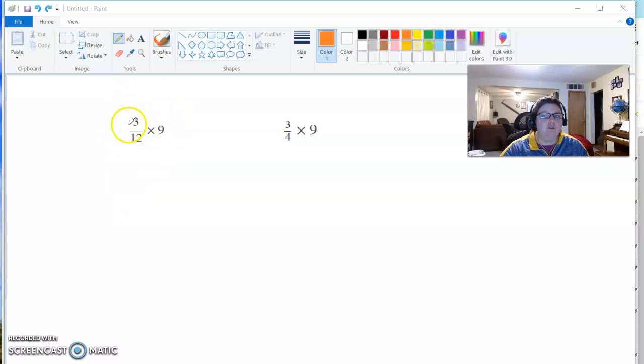I thought I'd go over multiplying fractions with you today. So let's start with 3/12 times 9. When I multiply fractions by whole numbers, I multiply the numerator, or the top number, by the whole number. So 9 times 3 is 27. Keep the denominator of 12 the same.